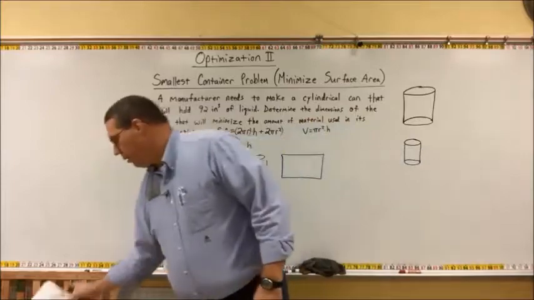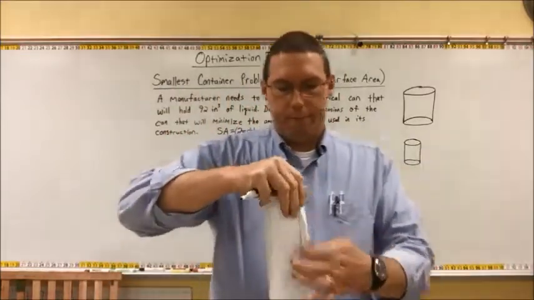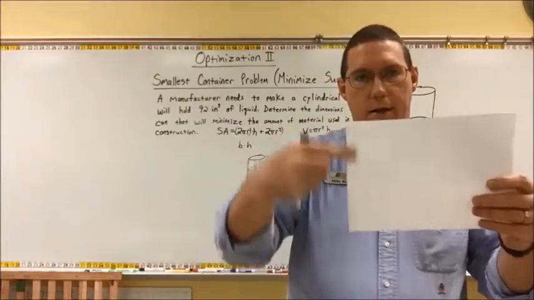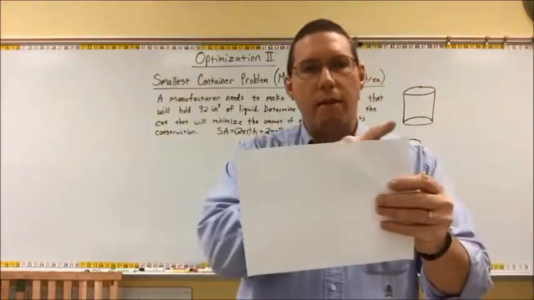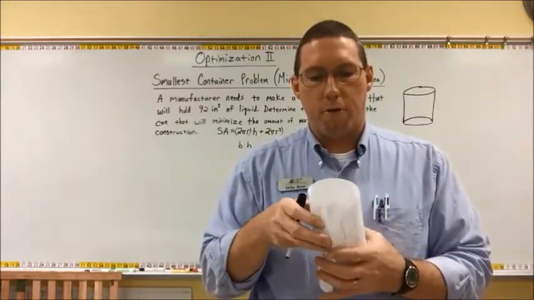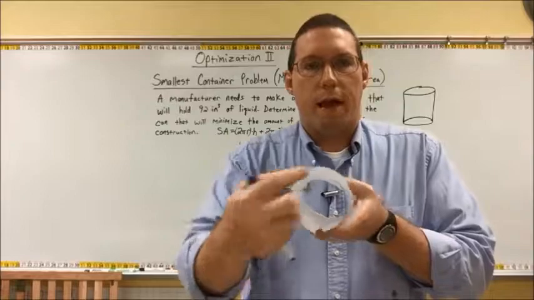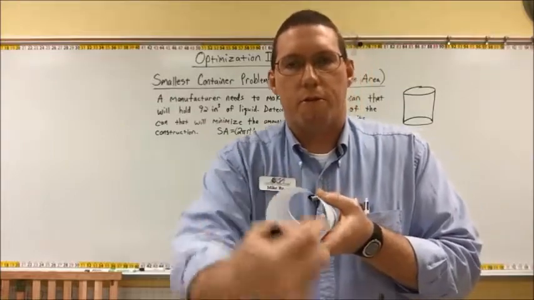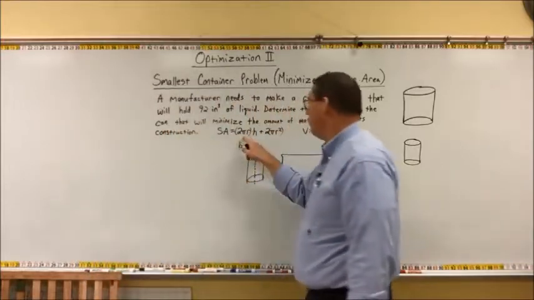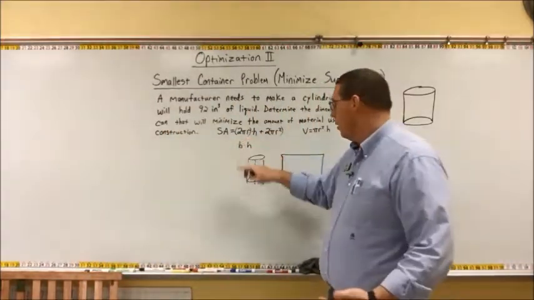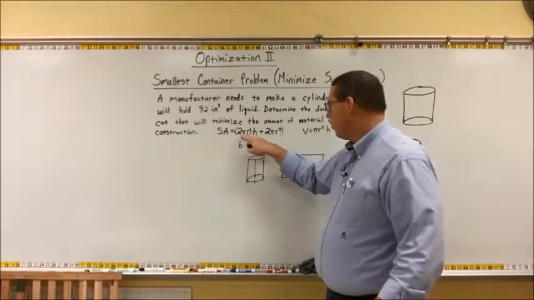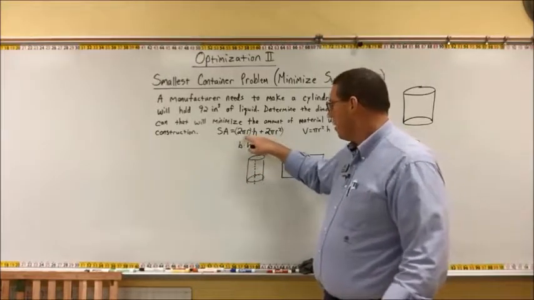The height of the can is the distance from here to here, and that's the height of the rectangle. But the length of the rectangle, or the base of the rectangle, is being turned into a circle. And therefore, it's actually a circumference, the circumference of a circle. And circumference of a circle is 2 pi r. Therefore, the sides of the can are circumference times height, or base times height.